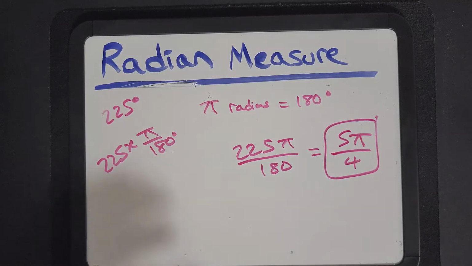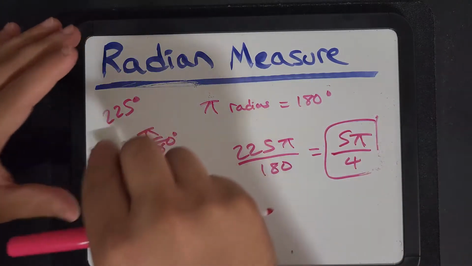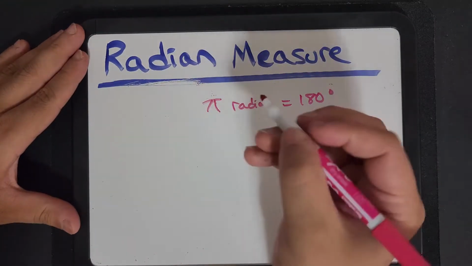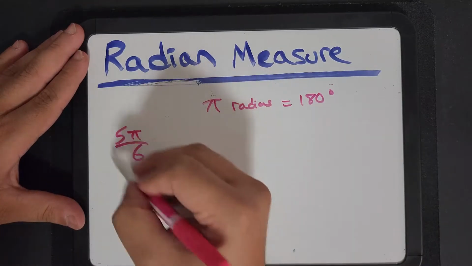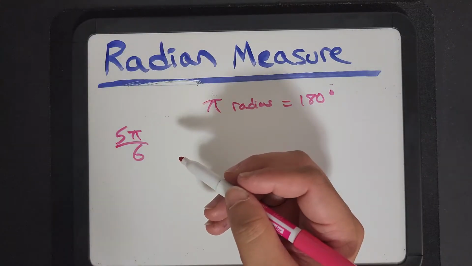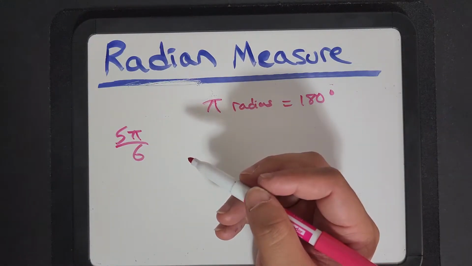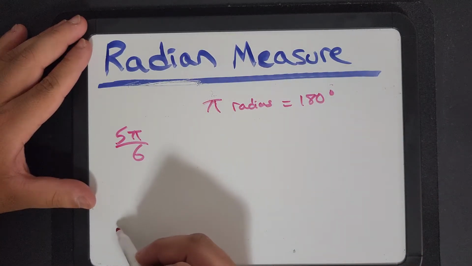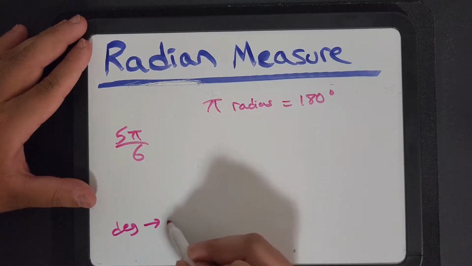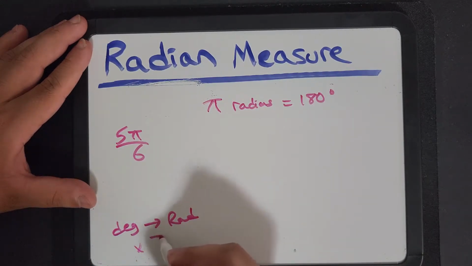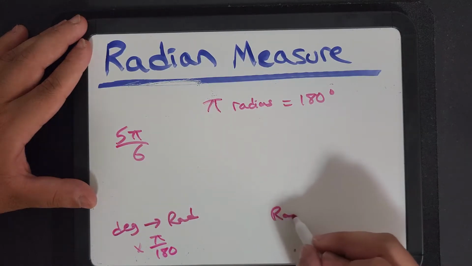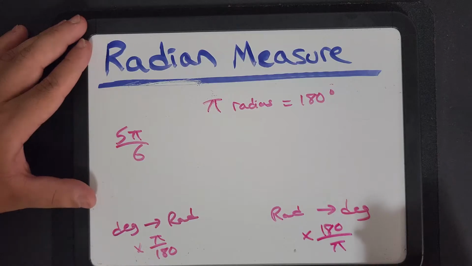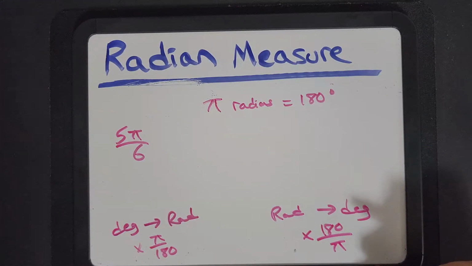So, now that we've done that, let's go the other way. Say we have 5 pi over 6 in radians, and I want to convert this into degrees. So, before, when I went from degrees to rad, I multiplied by pi over 180. Now when I want to go from rad to degree, I want to multiply by 180 over pi. And it's as simple as that.